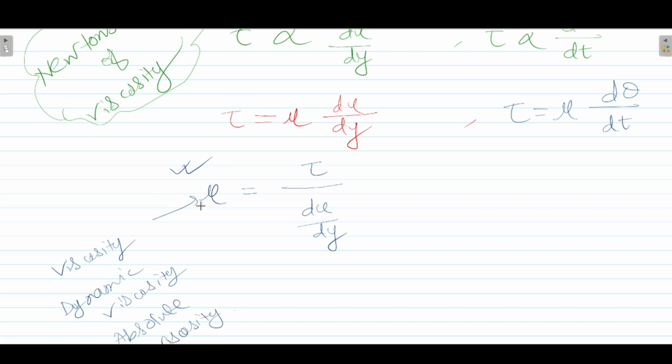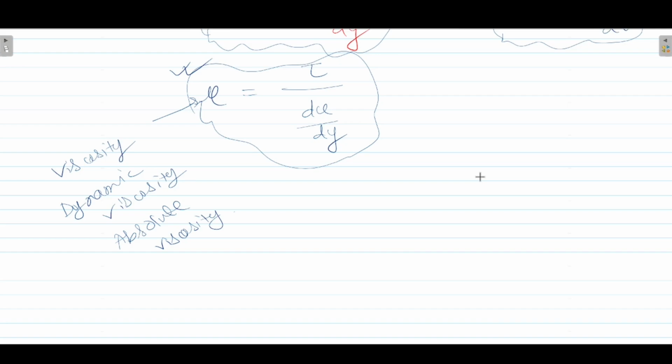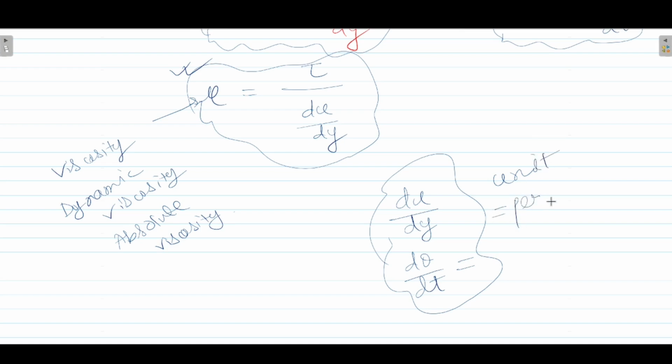Fine. So we have already figured out these equations. What is going to be the unit for du dy, or d theta dt? If you see from here, for du dy the unit is going to be per second. So the unit is per second, s inverse. If you want to write it in terms of dimension, this is going to be T inverse.